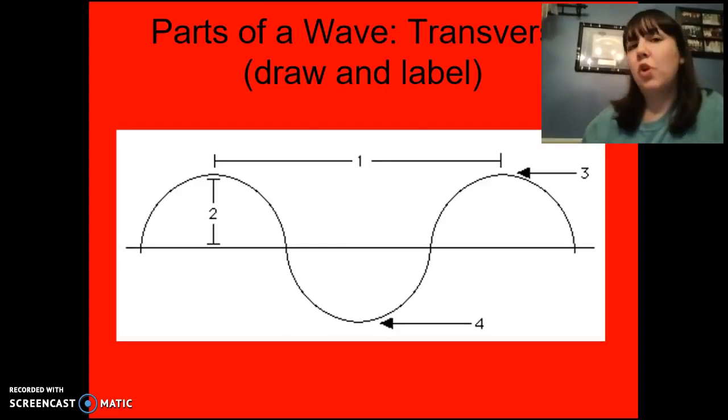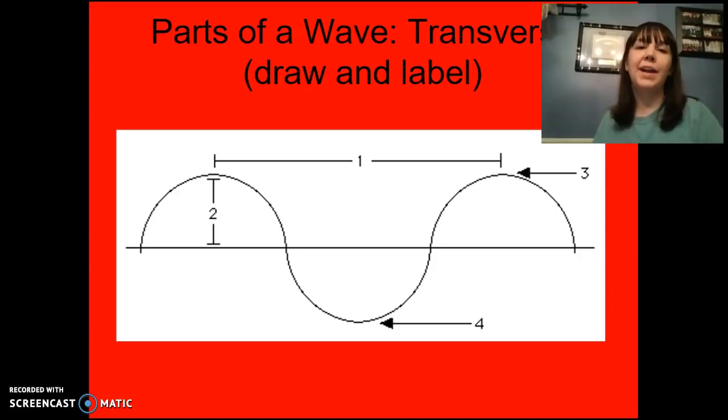All right, so we're going to do some drawing and labeling. We're going to draw and label some transverse waves and some longitudinal waves. And then the parts that we label, you'll go back in a little bit and define a little bit more fully. We're just going to kind of label the parts here.